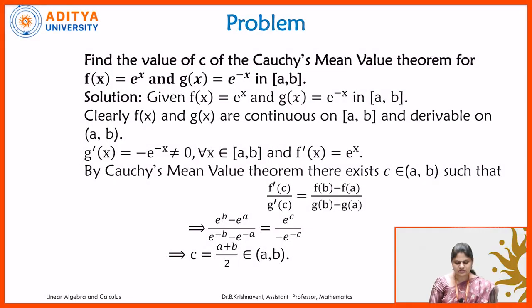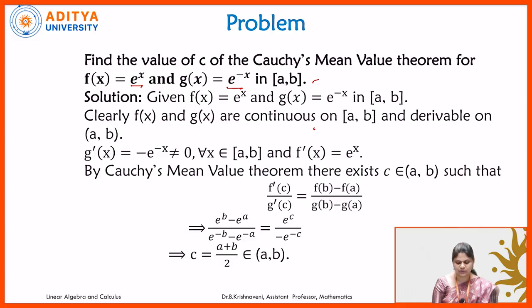Now move to the second question. Find the value of c of the Cauchy mean value theorem for f of x equals e power x, g of x equals e power minus x in the closed interval a comma b. Here you may see the question in a different form, but the solution is the same as the previous question. Here also you need to check the same conditions.